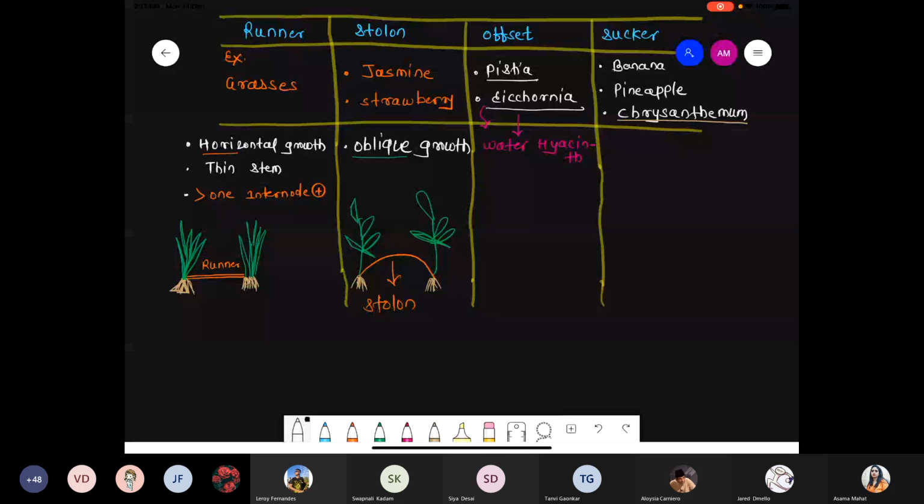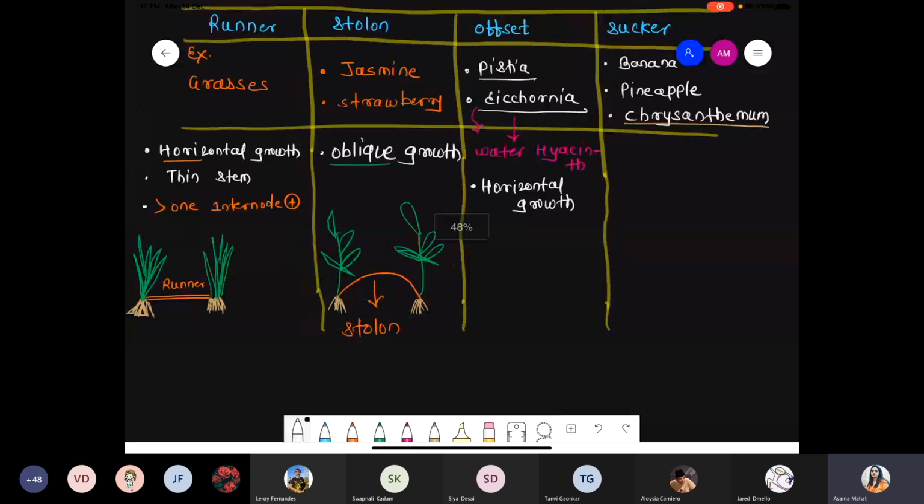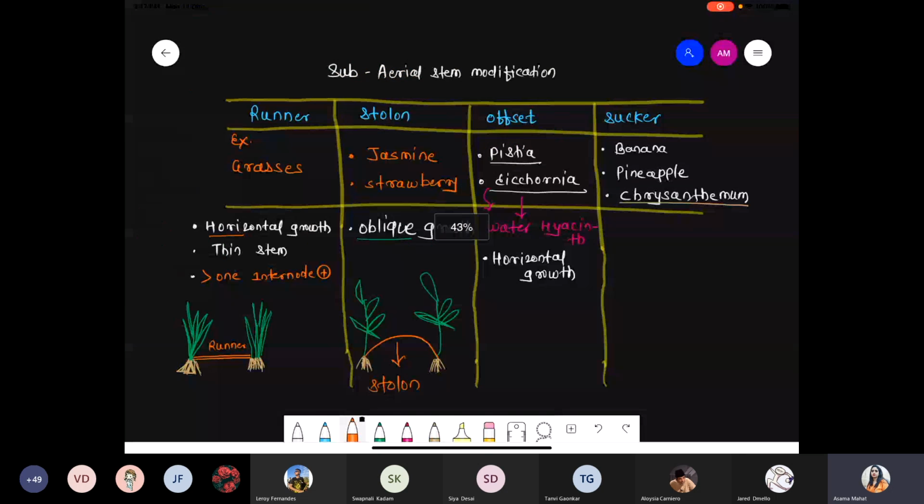But the second difference with respect to the offset: the offset has a stem, and that stem is a thick stem. If you compare this point with the runner, it has a thin stem. But when you compare with the offset, it has a thick stem. That is exactly the difference between runner and offset. And on that basis, sometimes the offset is also called an aquatic runner.